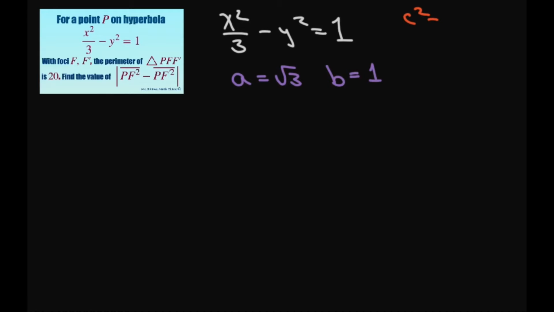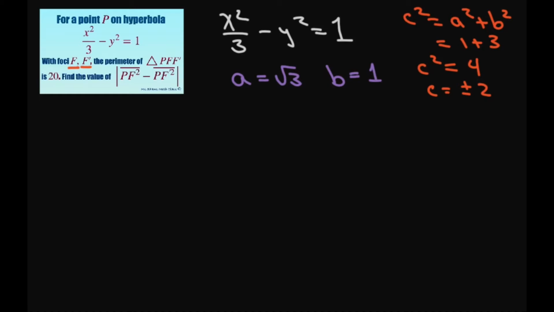We have x squared divided by 3 minus y squared equals 1. So just digesting this part, we have a equals square root of 3, b equals 1, and c squared equals a squared plus b squared. So that's going to equal 1 plus 3, which equals 4. So c squared equals 4. Therefore, c equals plus or minus 2. What we're doing is getting the foci of this because we need F and F prime.